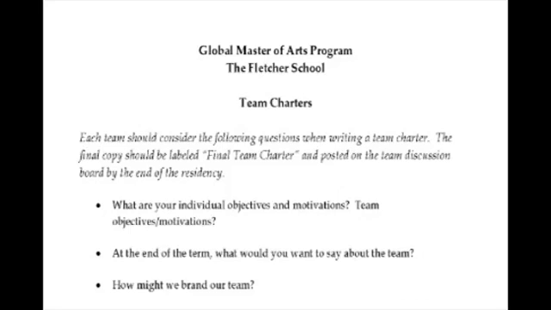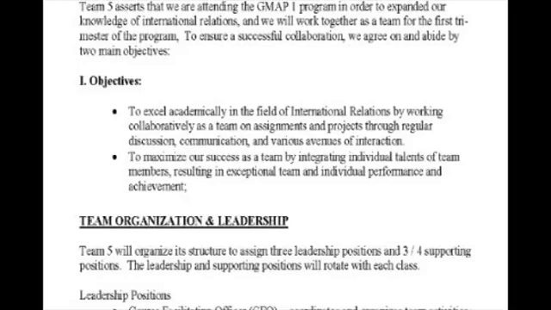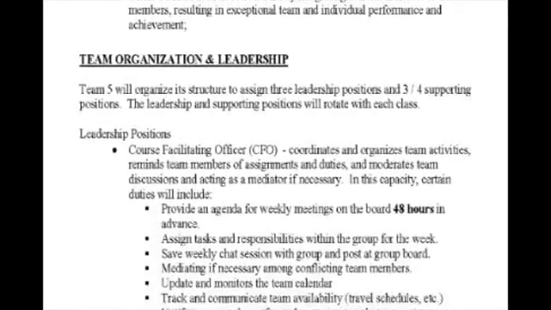So this is the guide. These are the guide questions for the group that you do during the residency period. And based on those questions, they came up with a team charter. And this is the team charter that they developed while they were in the residency period. So they had their objective. They had a course facilitating officer. We had 3 or 4 courses during the term.